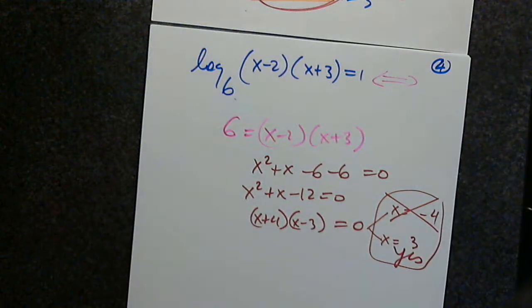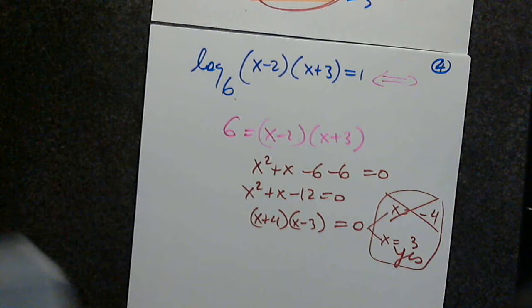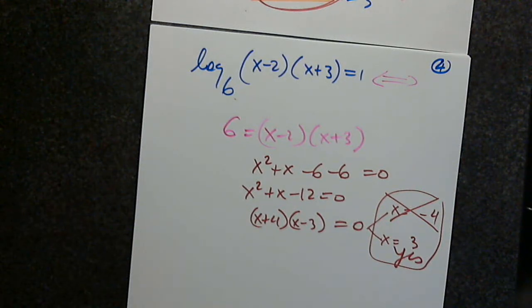That's why we state the restrictions or find the domain of the function before we condense it. Do not find the domain after you condense it, because it will be different. Or it could be different. Any questions on how to solve the log equation? Any questions? Okay.